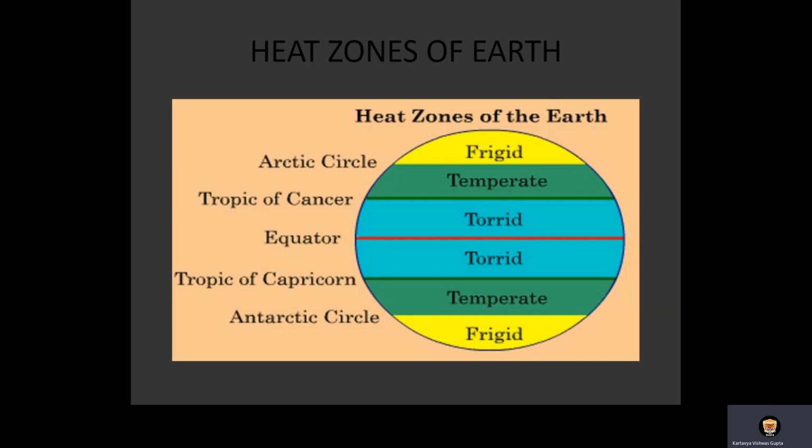Now comes the frigid zone. The frigid zone receives very little sunlight, so it has 6 months of day and 6 months of night. It's very limited.